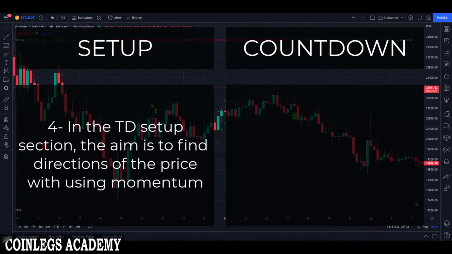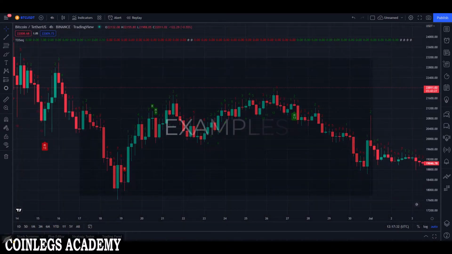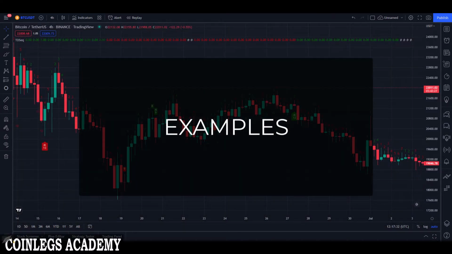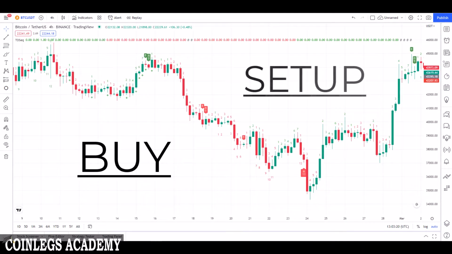In the TD Sequential setup section, the aim is to find the direction of the price using momentum. In the TD countdown section, the aim is to find the place where the trend weakens and turns. Now let's examine these features with examples. In this example, we will look at the buy setup.